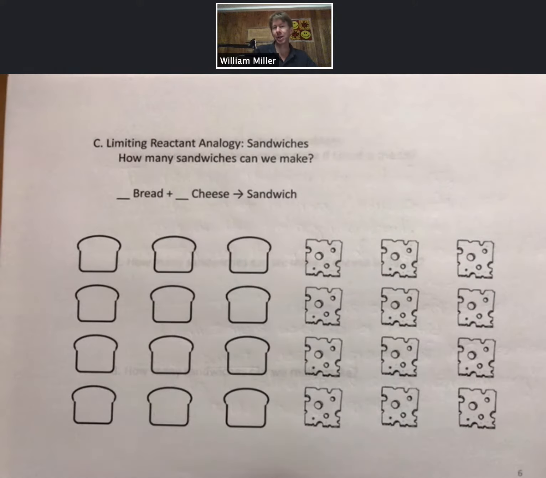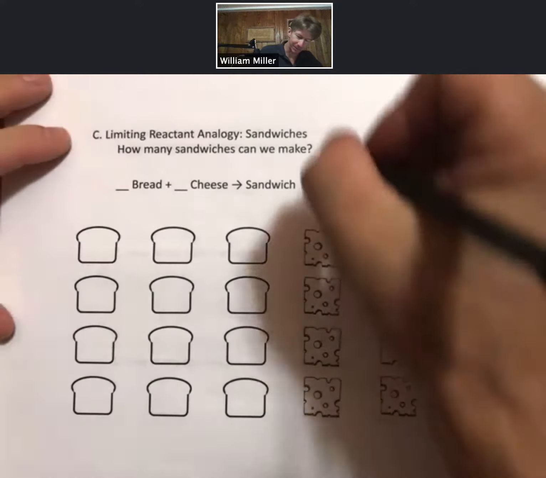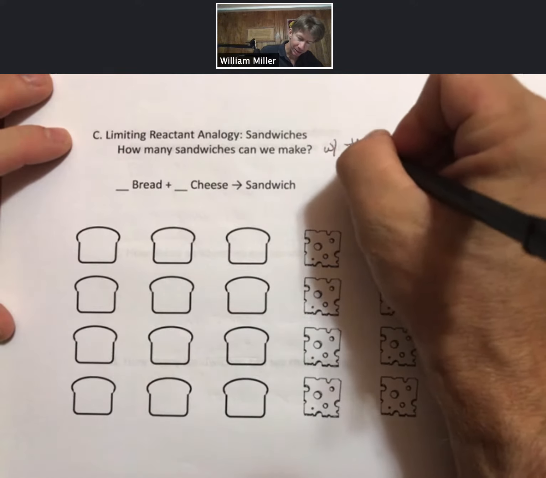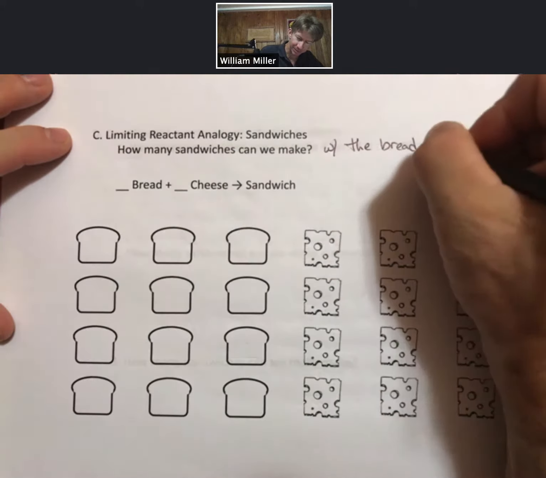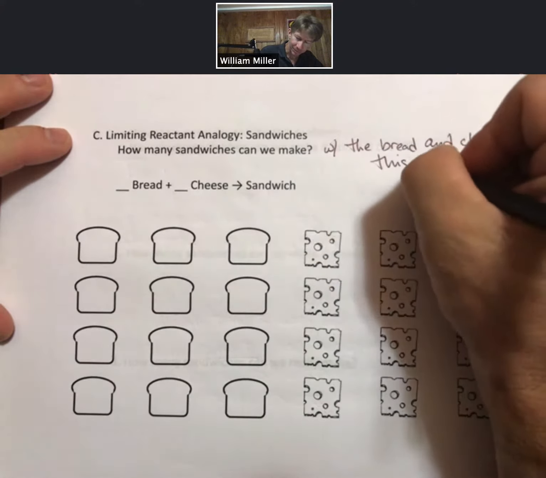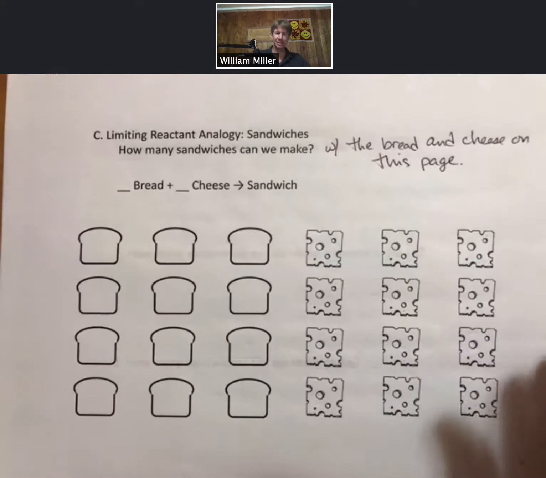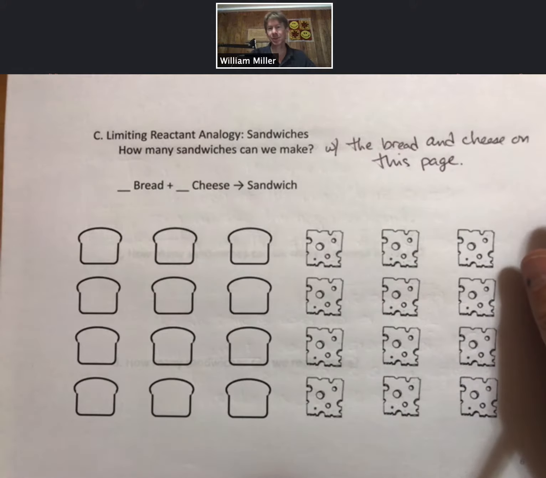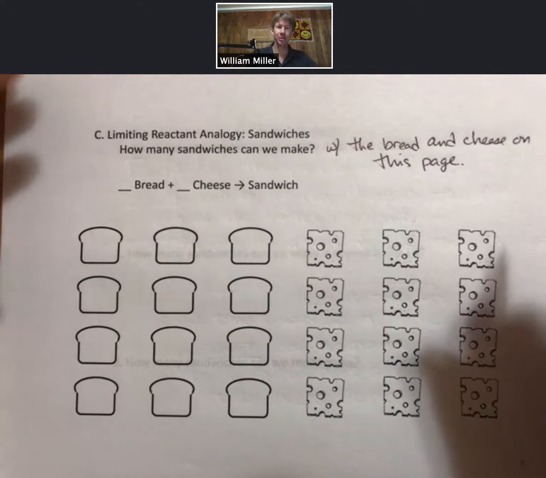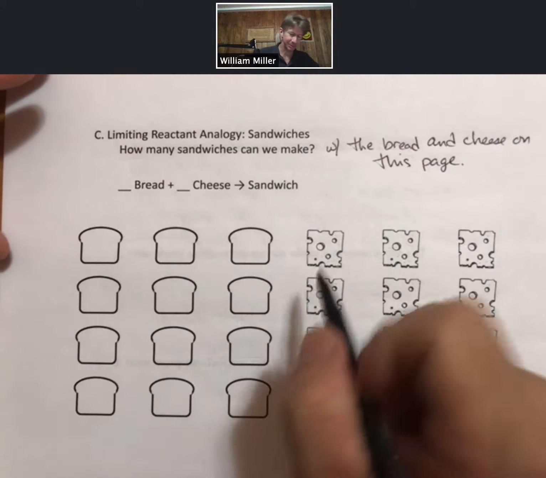Now let's do a limiting reactant analogy to sandwiches. And the question is, how many sandwiches can we make if we have the bread and the cheese here? And so let's write with the bread and cheese on this page. And that means we have 12 slices of bread and we have 12 slices of cheese. And what you might imagine is the number of sandwiches you can make depends on what is the quote-unquote chemical reaction for your cheese sandwich.